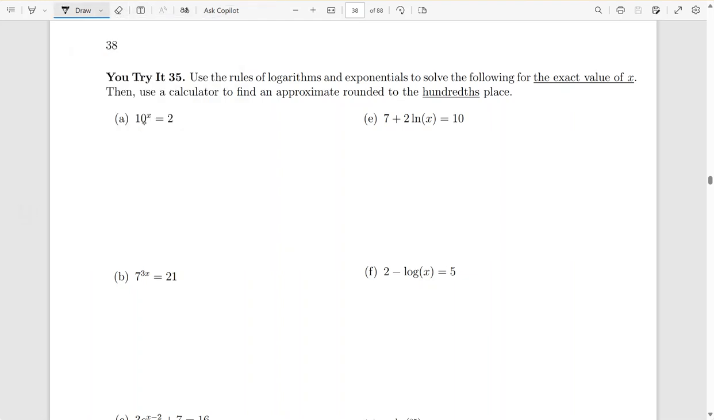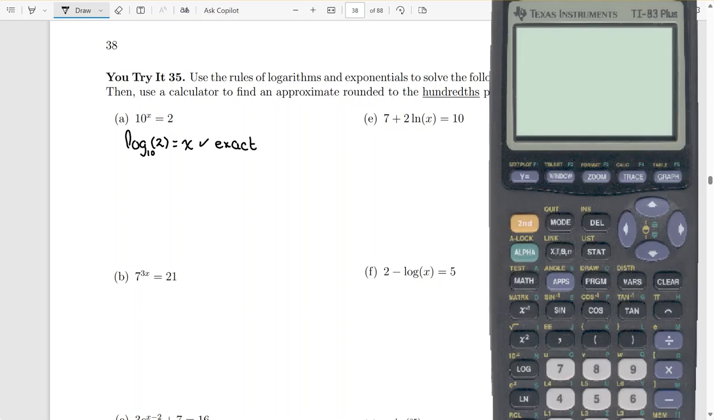So for this first one, our property states that we want to get the exponent or logarithm by itself, and right now our exponential is 10 to the x, so it is by itself. So the next thing we do is rewrite the exponent as a logarithm. So we start out with log base 10 of 2 equals x. We have x by itself, so this is the exact value.